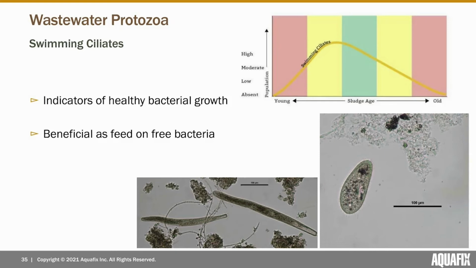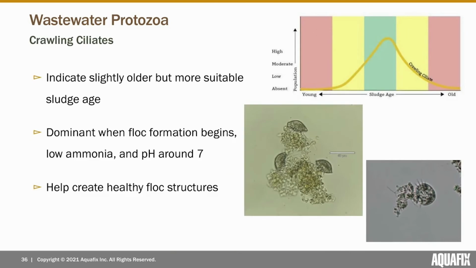therefore aiding in keeping a clear effluent. Now that we've touched on the young sludge age, we'll move on to protozoa that are indicative of a healthy but still slightly younger sludge age, starting with crawling ciliates. Crawling ciliates are indicators of a more sustainable sludge age as they primarily consume floc rather than free bacteria. They're dominant when floc formation is present, ammonia levels are low, and the pH is around neutral.